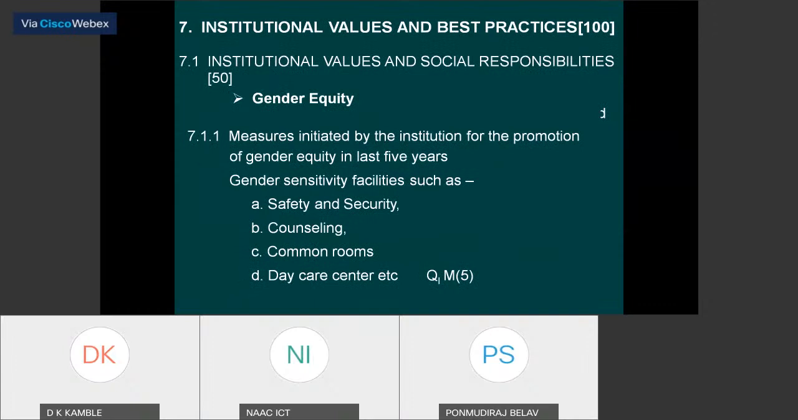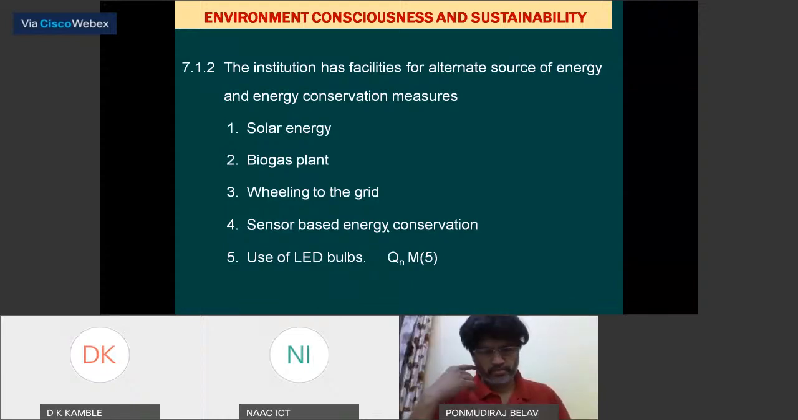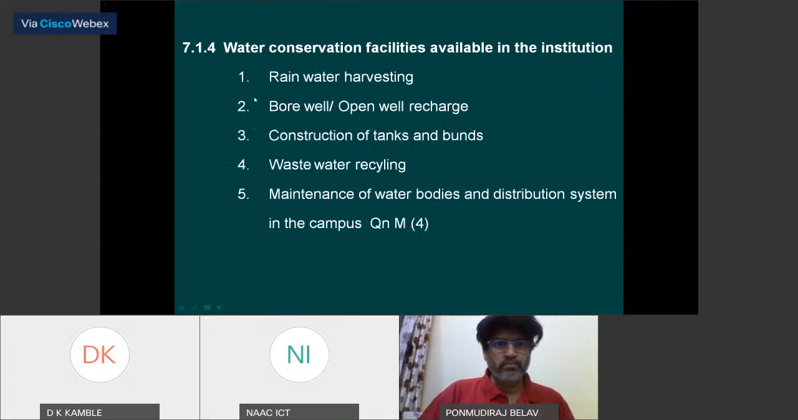In the quantitative related metrics, whether the institution has facilities for alternate sources of energy and energy conservation measures, meaning solar energy, whether the institutions have implemented solar power or biogas plants, wheeling to the grid, sensor-based energy, or use of LED bulbs. Out of 5, whatever facilities are available in the institution, screenshot proof, photos or documents are required for this metric.